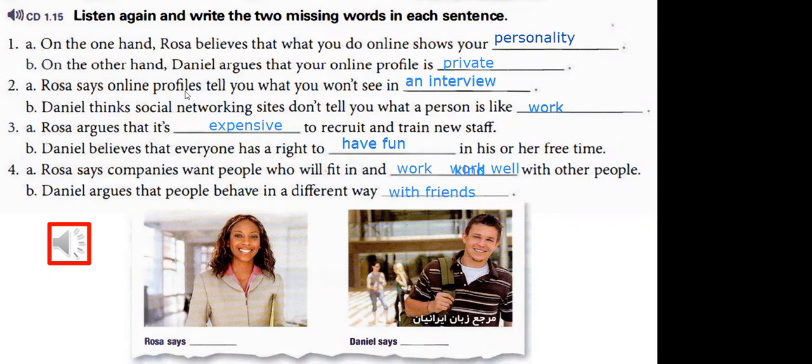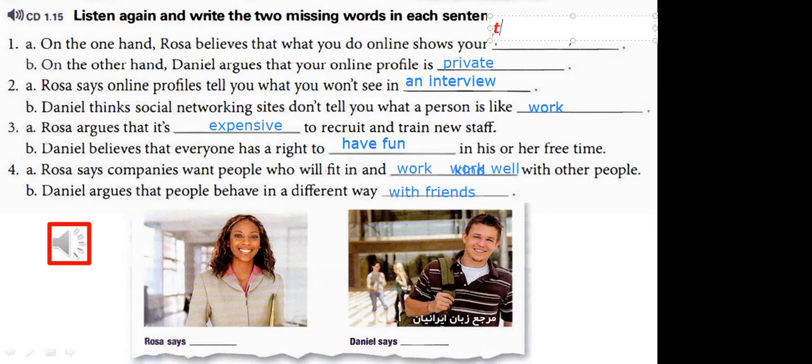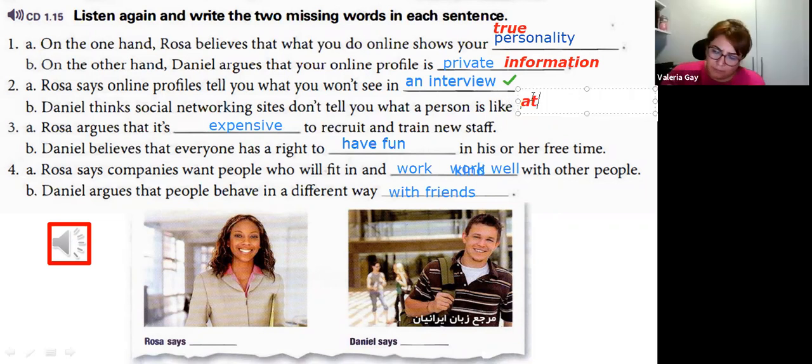Okay, now we have a chance to check your work. Number one? True personality. Okay. What about number 1B? Private information. What about 2A? An interview. An interview is correct. What about 2B? At work.